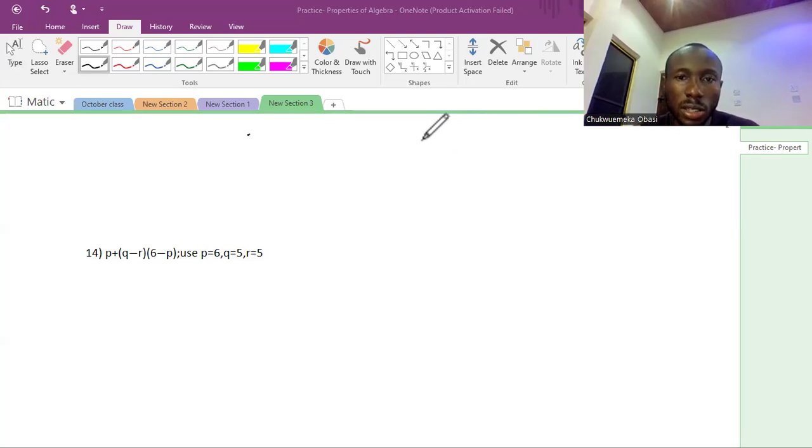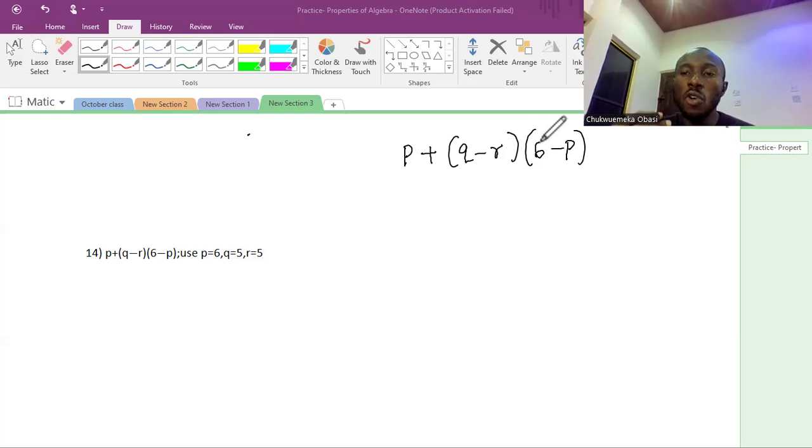So question 14, we have P plus, in bracket, (Q minus R) times (6 minus P). This one is good. You can see the more we keep going in the numbers of the question, the more the level of difficulty is increasing. Okay? But then every single thing is going to be explained one step at a time. So now let's go over to this one.